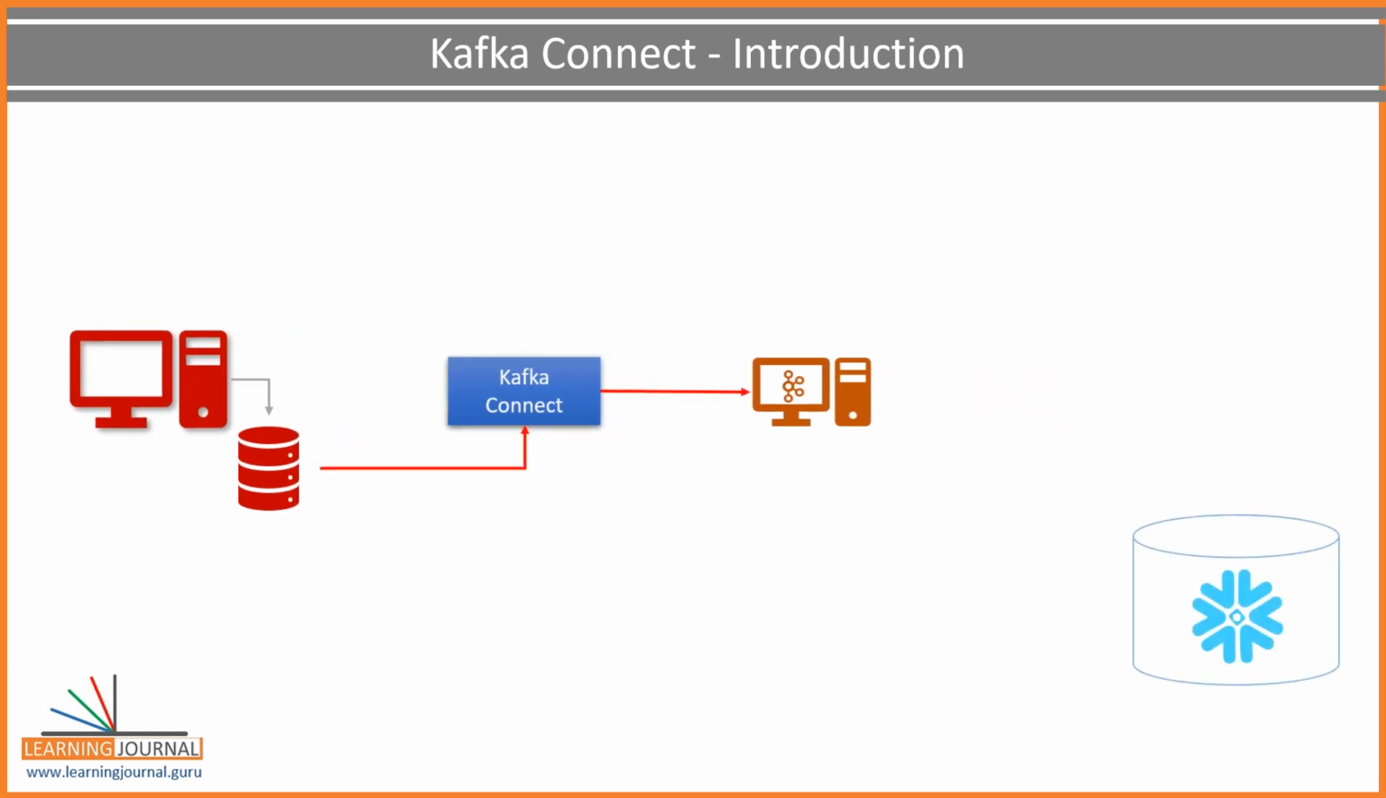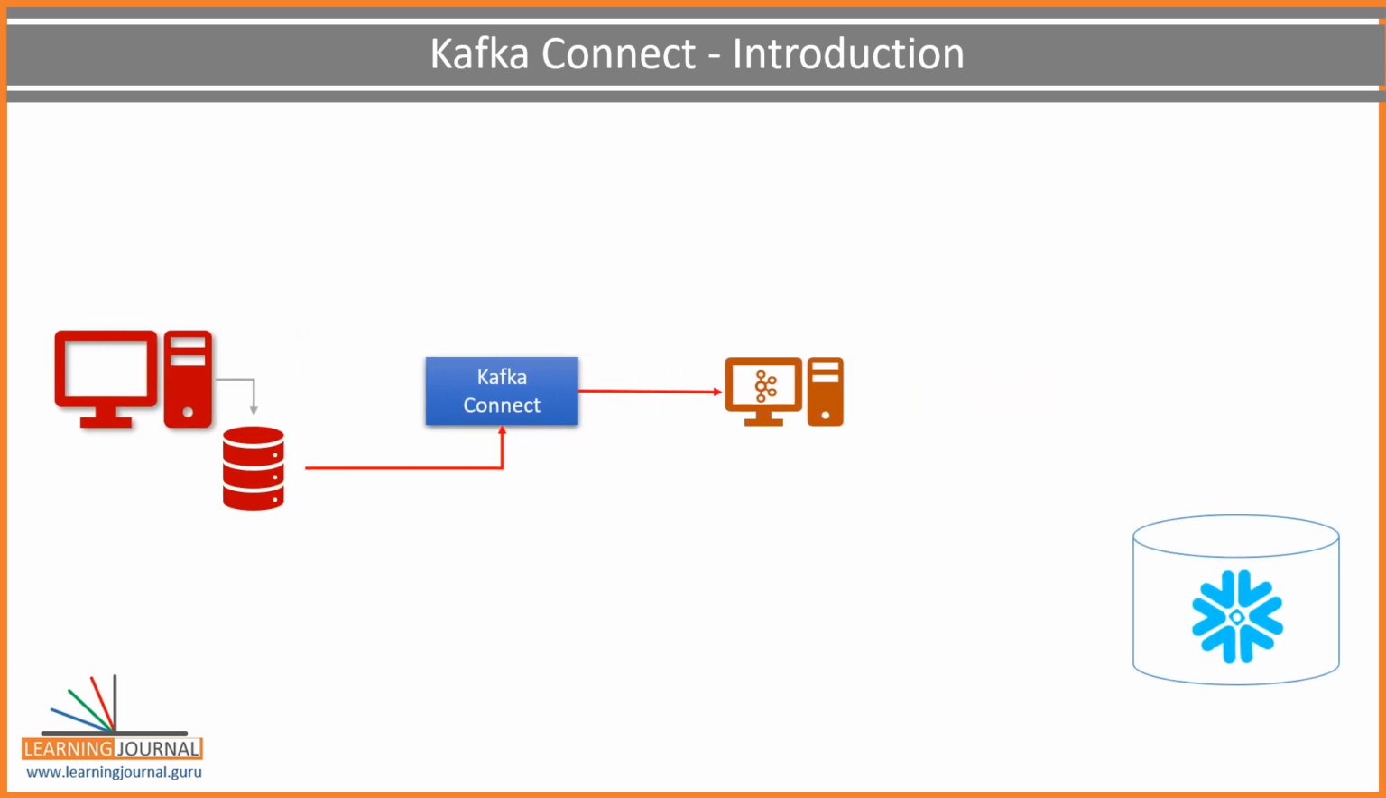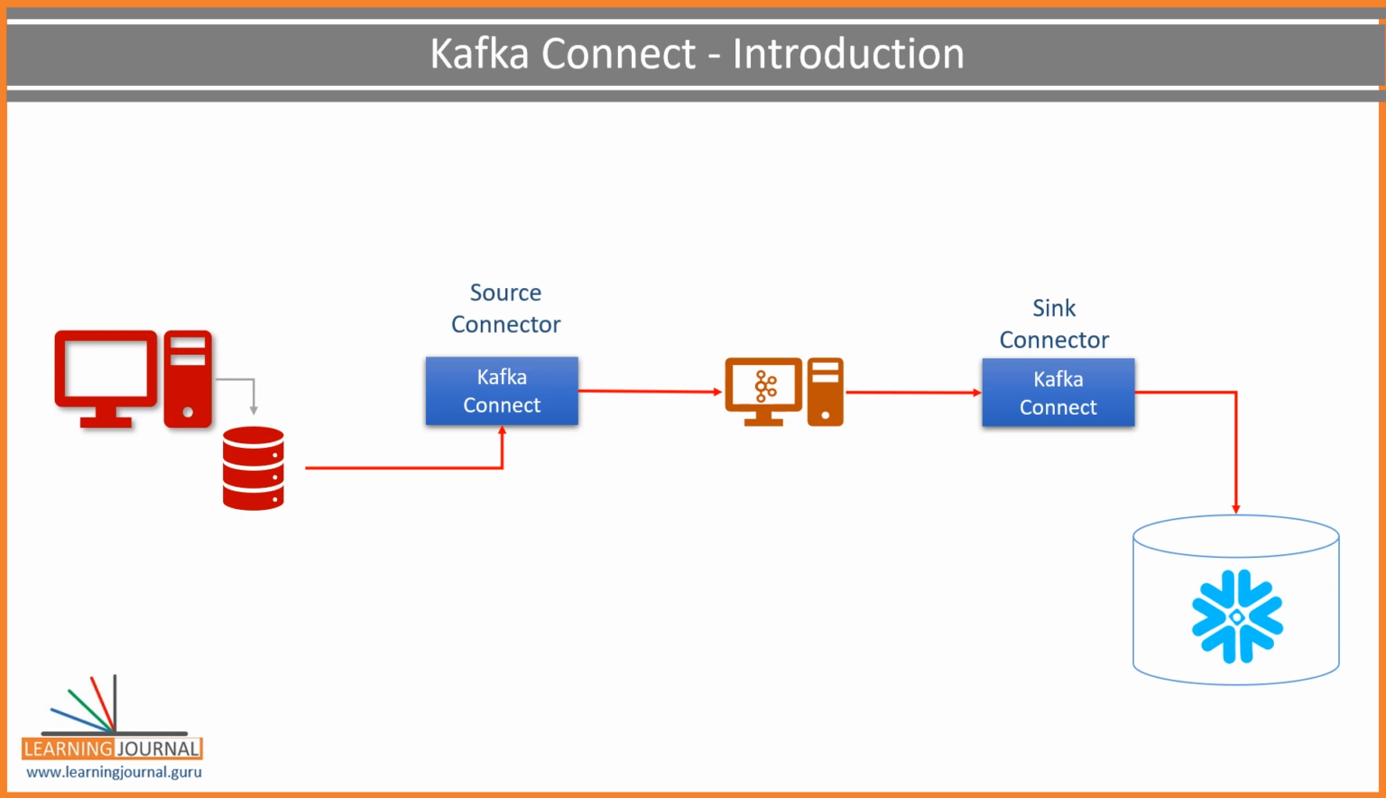We also need to bring data from the Kafka cluster to the Snowflake data warehouse. So what can you do? Place the Kafka Connect between these two systems. Configure it, and the Kafka Connect will read data from the cluster and write it to the Snowflake database. Simple, isn't it? The left side of the connector is called Kafka Connect Source Connector, and the right side of the connector is called a Kafka Connect Sync Connector.